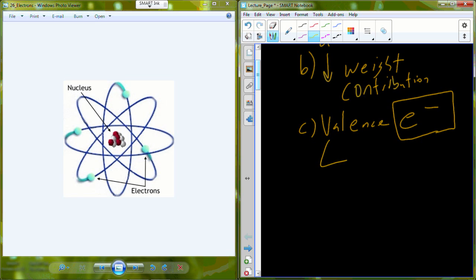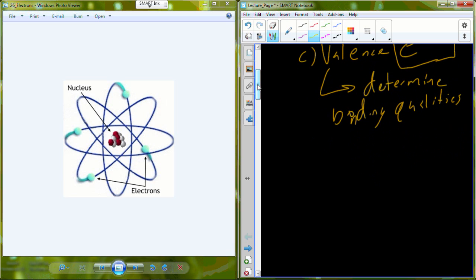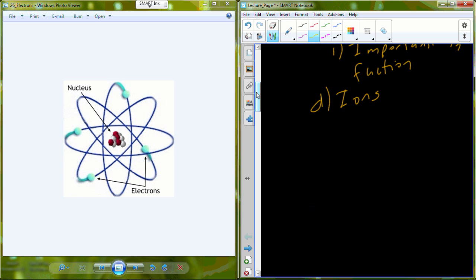So it's these valence electrons that are going to determine the bonding qualities of an individual element. Bonding qualities. And in fact, it's these valence electrons defining the bonding qualities that become important in physiological function. So what I'm going to do now is I'm going to basically take you through a variety of different types of chemical bonds and the characteristics that arise that are beneficial for biological systems. And I'm going to start out with a group of molecules that are known as ions.